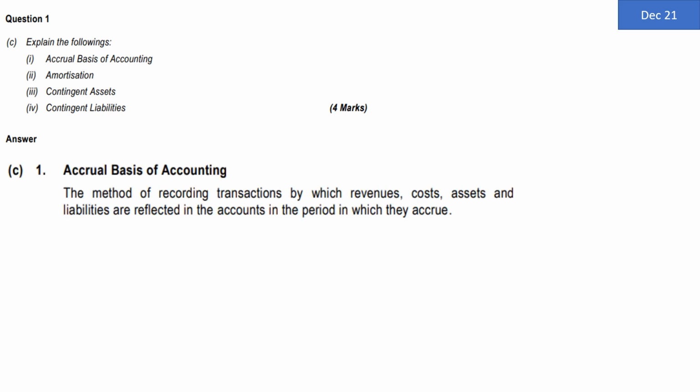So how to write for the same? Accrual basis of accounting means the method of recording transactions by which revenues, costs, assets, and liabilities are reflected in accounts in the period in which they accrue. That's all for 1 mark. Okay, so let us consider next point.